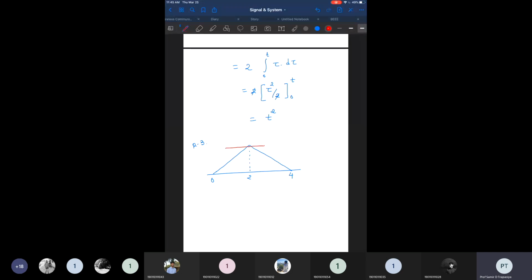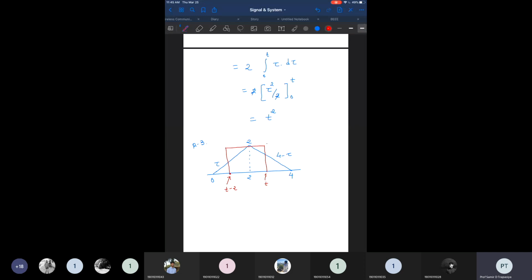Here the triangular function is defined as tau. This one is defined as 4 minus tau. This is the constant amplitude 2. This signal is basically known as h of t minus tau, and this signal is known as x of tau. Region number 3 exists when t is larger than 2. What is the upper limit of t, we will define at a later stage, but at this point you can consider that t is larger than 2, then we can have such a scenario.